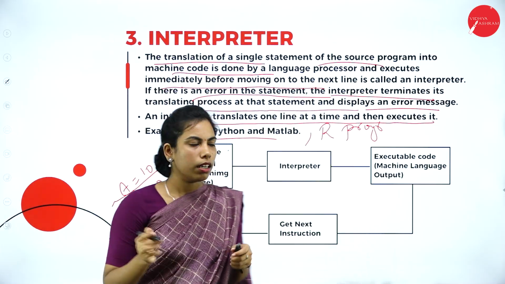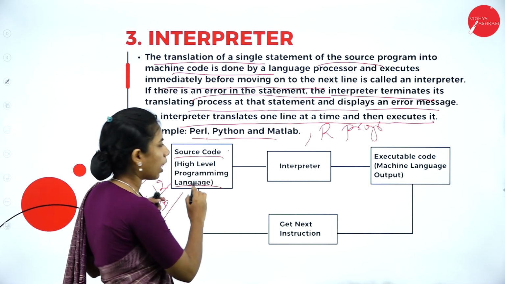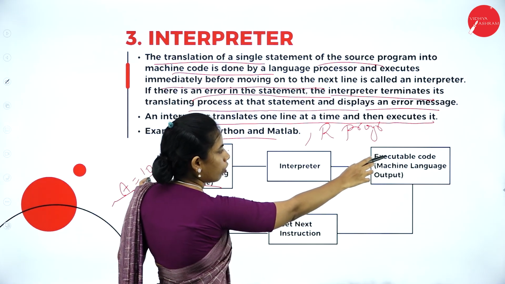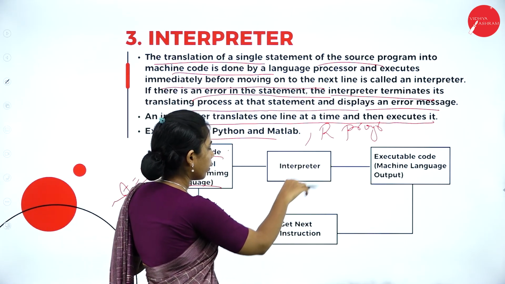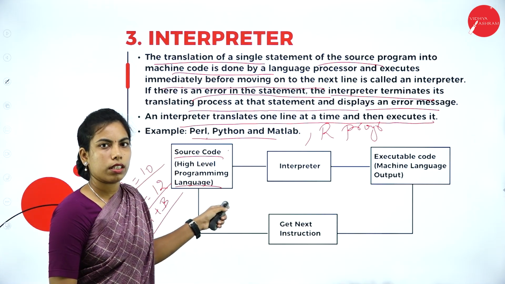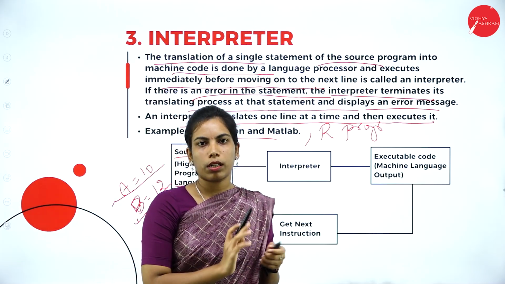Let's see one pictorial representation. Here you can see source code, which is in a high level language, converted into executable code, that is machine code, with the help of the interpreter. If it gets any errors, it goes to the next instruction. This is how your interpreter works, with the visual representation.